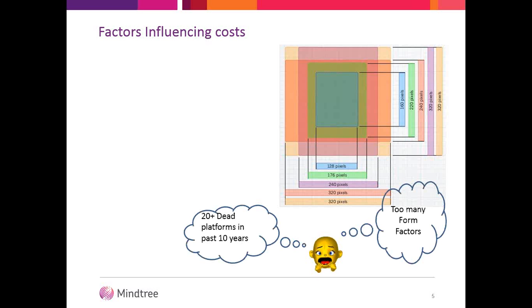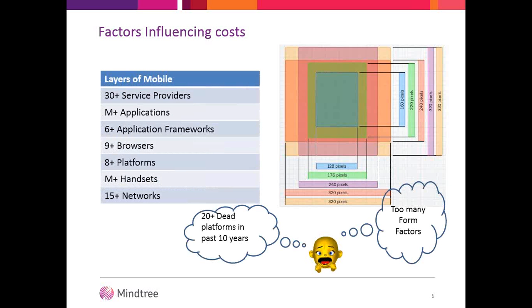Right. So in the past itself, if you look at the layers of mobile here, there are 15 plus networks, million plus handsets, 8 plus platforms, and it's growing, 9 plus browsers, 6 plus application frameworks, millions of applications, billions probably in the coming years, and 30 plus service providers, and out of which we see there are some platforms dead in the past 10 years. Right? So there are too many form factors. Here's the confused end user, confused customers. So how do we reduce this complexity, and how do we enable bringing the cost lower while keeping the test coverage to the maximum, right?